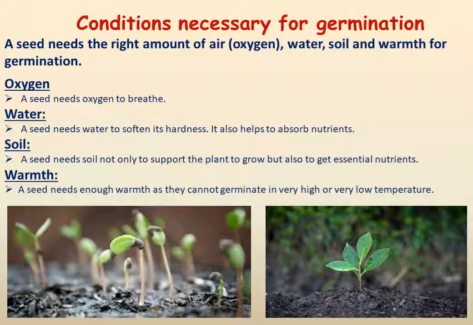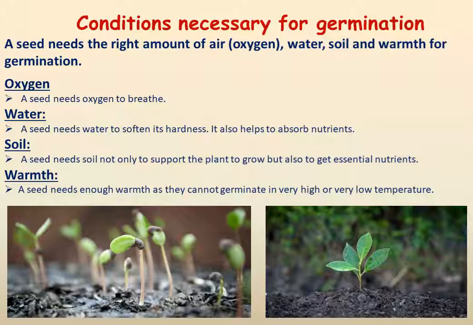For a seed to germinate, what all things does it need? It needs oxygen. See one by one. A seed needs oxygen to breathe. Then a seed needs water to soften its hardness. The seed will be hard so that it does not get damaged. It will have a strong nature. To soften this, it needs water. Also, water gives so many nutrients to the plants.